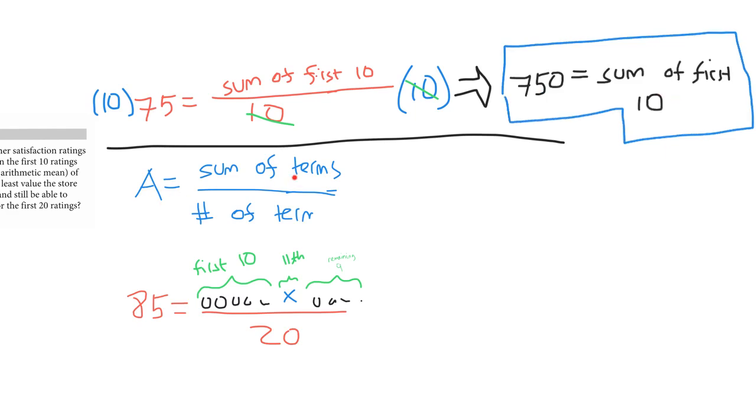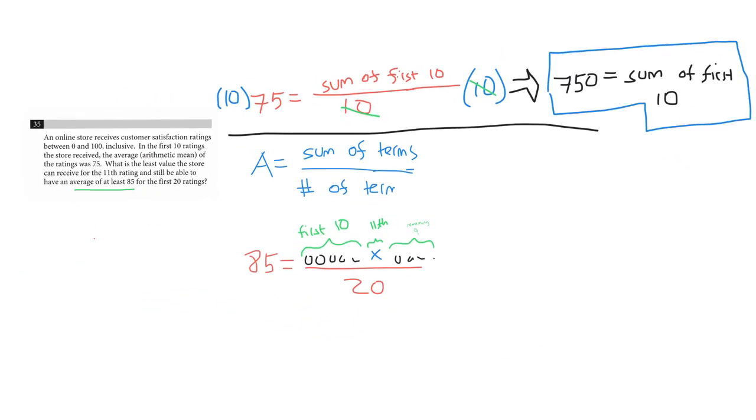How did we know? We used the average formula. They told us that the average of the first 10 was 75. So we use the average formula here in red to find out what the sum of the first 10 ratings is, and that is 750. So we could rewrite this formula so it reflects that 85 equals 750 plus the x that we're looking for, and I'll just write it out this time.